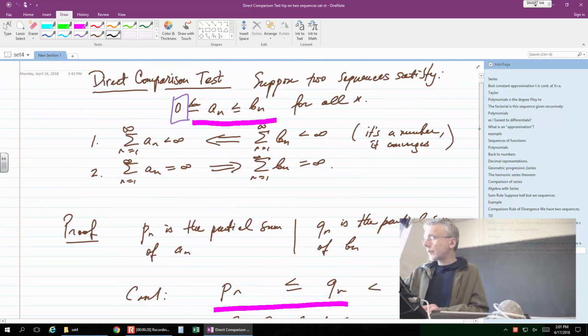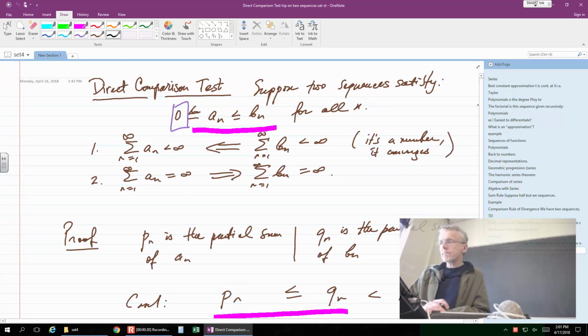Okay, so this is the last topic. We're doing tests for convergence of series. So totally separate from tests for convergence of sequences. These are for series again. But the idea is similar. After all, we're talking about partial sums in order to understand series.